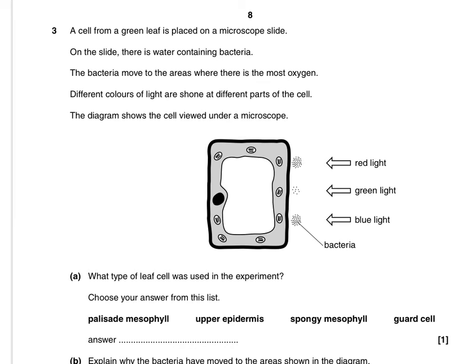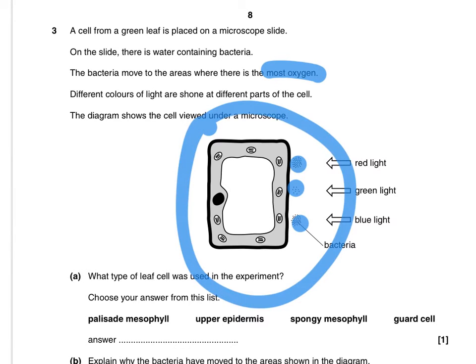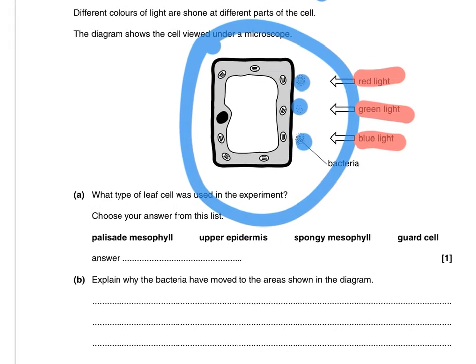But all we've got to really think about is that these little dots here, which tells us bacteria, move to areas attracted to the most oxygen. We've got a plant cell that's obviously going to be doing photosynthesis, and we're shining different lights at it. So we can start thinking about that. Obviously, we should be thinking about the fact that photosynthesis produces oxygen, and so, yeah, we'll come to that again in a minute.